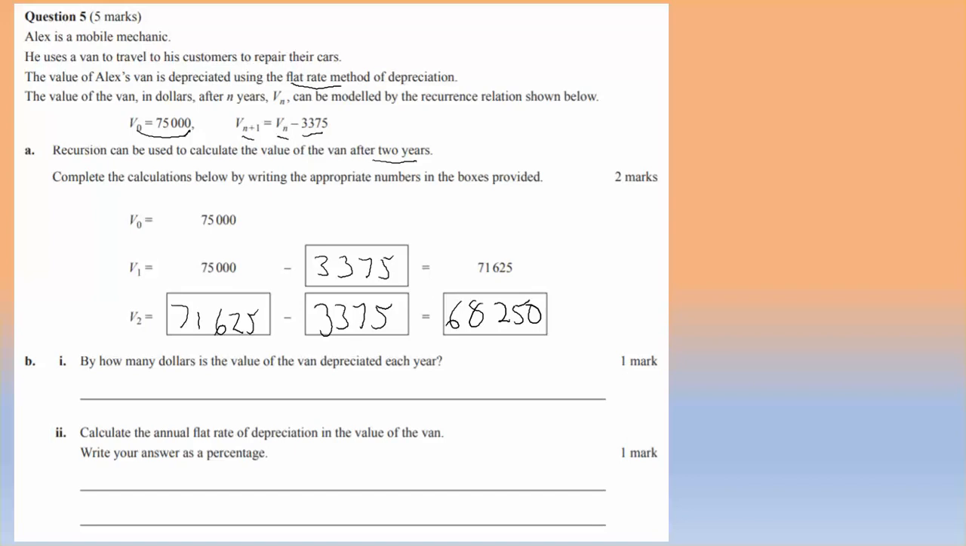By how many dollars does the value of the van depreciate each year? 3375. That's how much. Don't put a negative out there. It's in the question, how much is it depreciating? Calculate the annual flat rate of depreciation in the value of the van. Write your answer as a percentage. So it's depreciating 3375 of 75,000. So I need to work that out as a percentage. 3375 divided by 75,000. I want it as a percent, so times 100. Put that in my calculator, 4.5%.